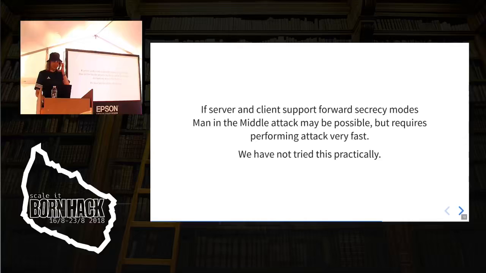So then, if both the server and the client support these forward secrecy modes, then you cannot just decrypt data. You might be able to do a man-in-the-middle attack, but this is challenging because essentially you have to perform this attack during the handshake. And we are talking about tens of thousands of connections, so getting this down fast enough that you can do it during a handshake is challenging. You would probably have to parallelize a lot and run the attack from different points and maybe against different servers.